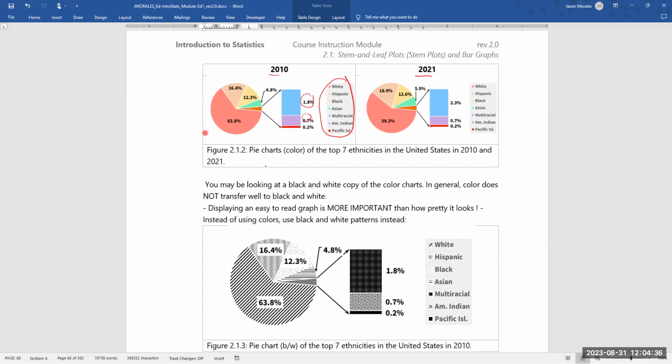In this video, these are in color. The printed copy that you may have may not be in color. It's probably in shades of gray, in which case it would be difficult to use this legend because shades of gray are harder to differentiate than colors are. Displaying an easy-to-read graph is more important than how pretty it looks. So instead of using colors, use black and white patterns instead.